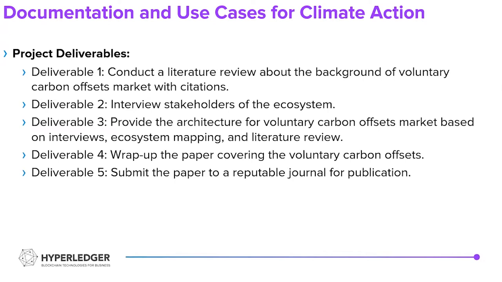We had five deliverables for this project. First, I had to conduct a literature review about the background of the voluntary carbon offset market, including the citations, of course. The second deliverable was interviewing the stakeholders of the ecosystem. The third deliverable was providing the architecture for the voluntary carbon offset market based on the interviews, ecosystem mapping, and the literature review conducted at the beginning. The fourth deliverable was wrapping up the paper, and the fifth deliverable is submitting the paper to a journal for publication.